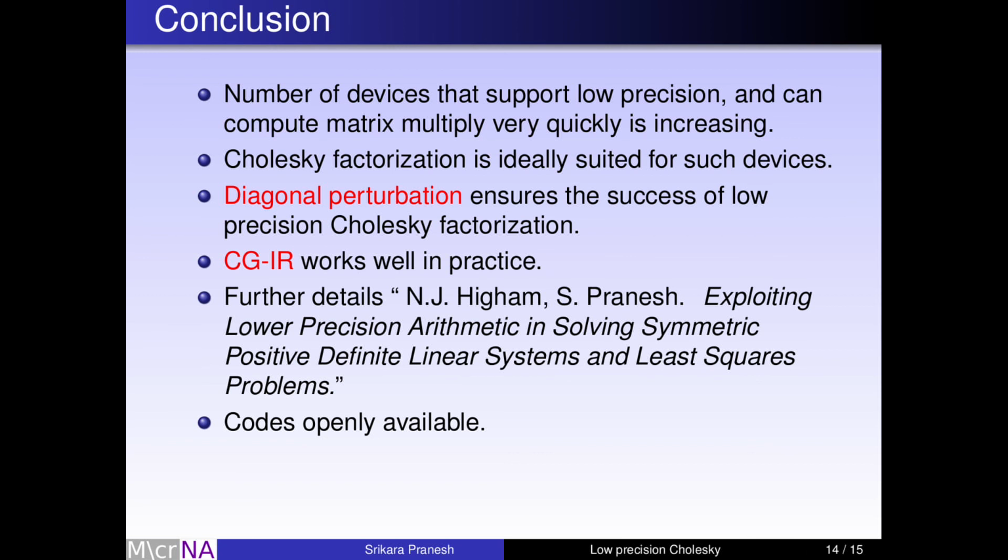Okay. And if you want to ensure the success of the factorization, do a diagonal perturbation, or rather do a relative diagonal perturbation. That is a perturbation which is informed by the size of the element which you are perturbing. And CG, conjugate gradient based iterative refinement, even though you can't theoretically guarantee its convergence, it works well in practice. You can find more details of this work in this preprint of ours.